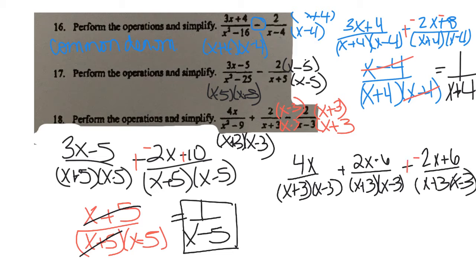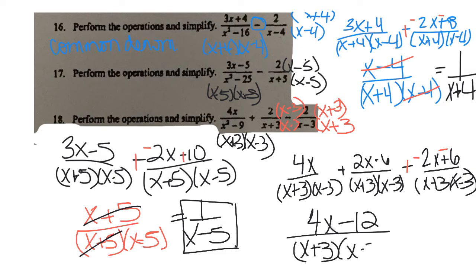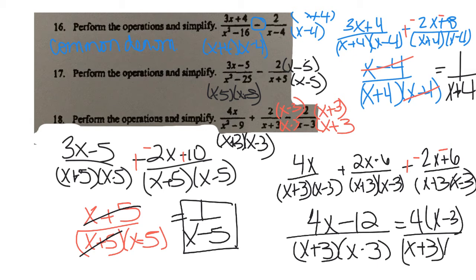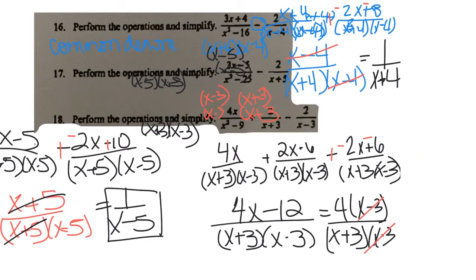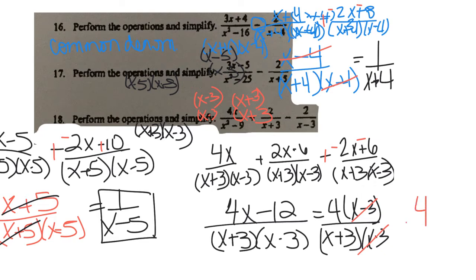That's subtraction, so we're going to distribute that negative so we don't forget. And we get 4x plus 2x minus 2x is going to give us 4x. And we get negative 6 minus 6, so that's minus 12 over (x plus 3)(x minus 3). I can factor out the 4, 4 times (x minus 3), and then I can divide out the x minus 3. So my final answer is, let me make some space, 4 over x plus 3.